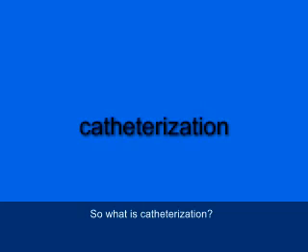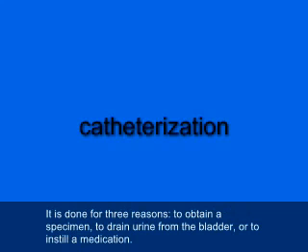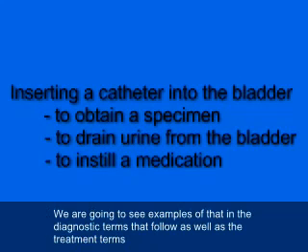Now, what is catheterization? A little tricky to say it as well. Well, a catheter is a tube, and catheterization in this context is a tube that is inserted into the bladder, and it's done for 3 different reasons: to obtain a specimen, to drain urine from the bladder, or to instill a medication. And we're going to see examples of that in the diagnostic terms that follow, as well as the treatment terms.